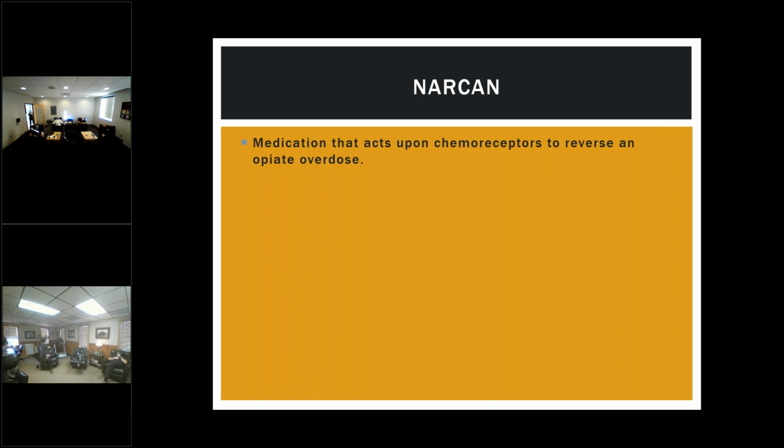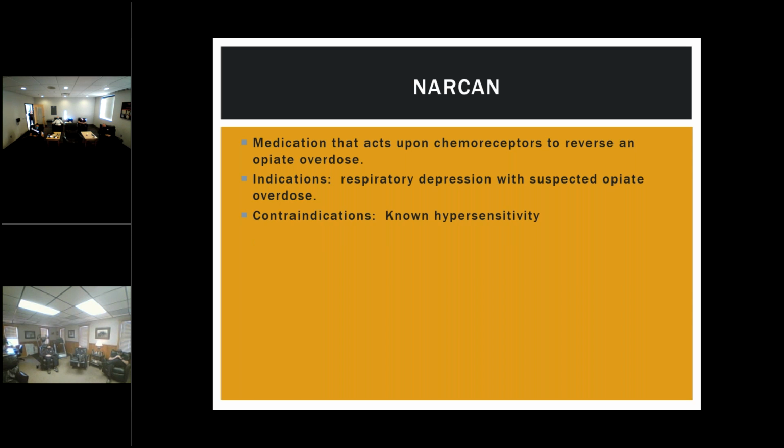Narcan, utilized for opioid-based overdoses. So our signs and symptoms are going to include those pinpoint pupils, drug paraphernalia on scene, altered level of consciousness, and a diminished respiratory drive. Only contraindications out there are a known hypersensitivity. So this is a very small percentage of the population where there has been some pretty severe adverse effects of Narcan, specifically leading to a cardiac dysrhythmia.